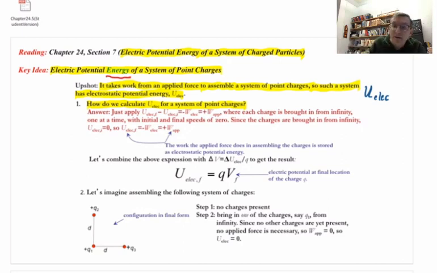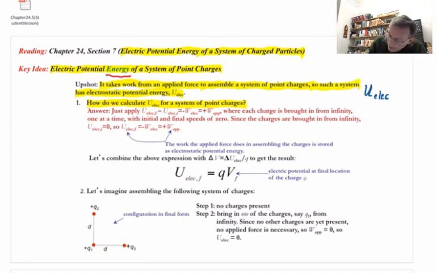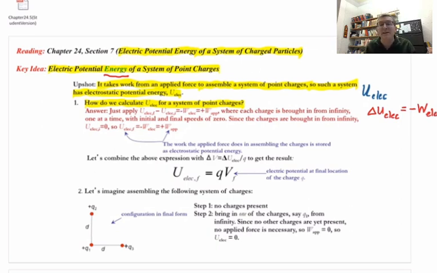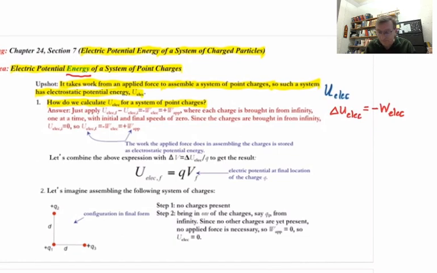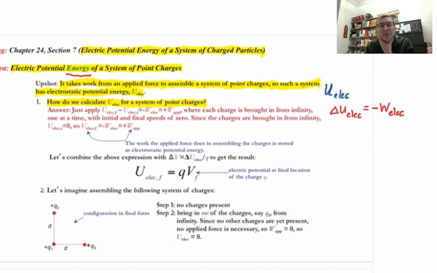Here's one idea. I'll write it over here to the side. Change in electric potential energy of a system is the negative of the work done by the electric force on that system, okay, when charges move around. But now here's what we're going to imagine. This is the thought experiment, and this is how we've decided. It's kind of like choosing a reference point.